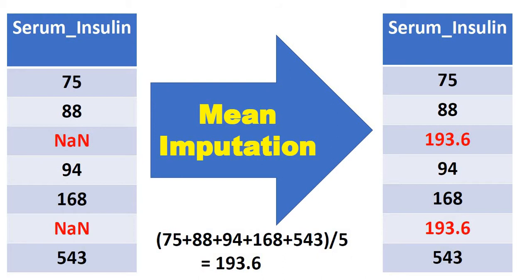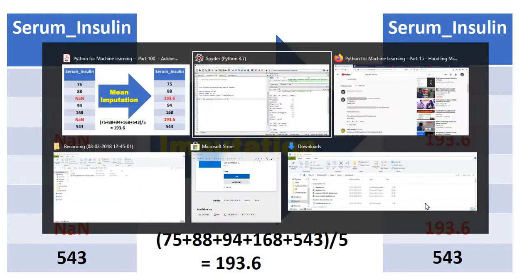Mean imputation: suppose we have a column like serum insulin, and in that column we have some null values. If we want to use the mean imputation, we get the mean of 75 plus 88 plus 94 plus 168 plus 543, which will give us 193.6. And we will replace the NaN with 193, and that's how we apply mean imputation. And how do we apply this using Python?